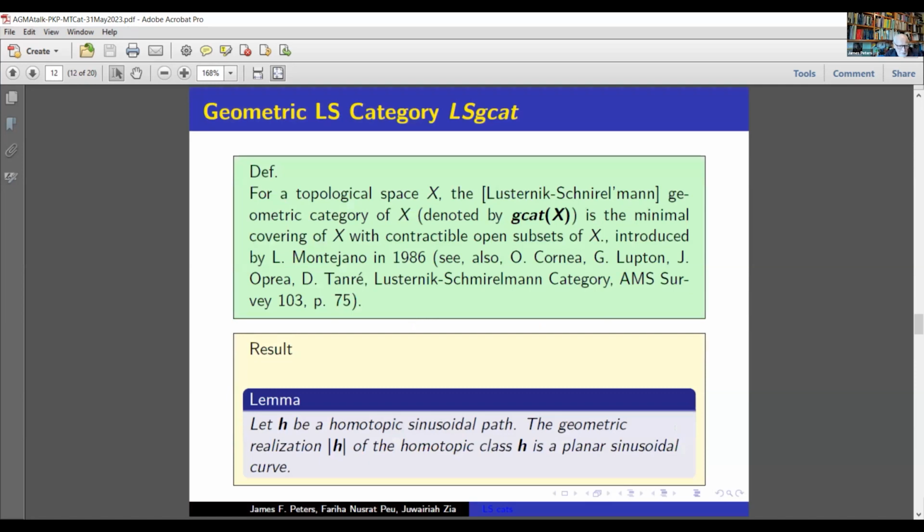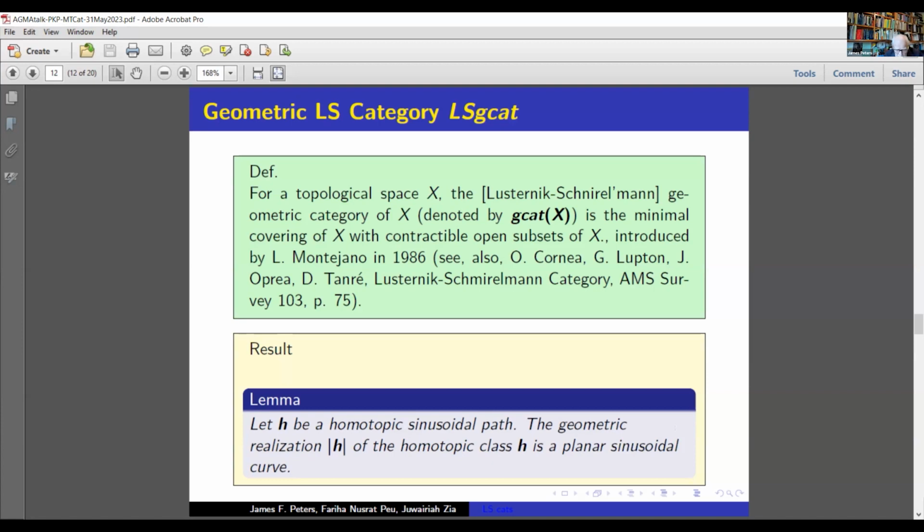Okay, then we have the notion of an LS geometric category. This is from Montejano in 1986, but only really got a lot of attention recently in an AMS monograph, I think it's 2008, from Cornelia, Lupton, Oprea, and Tanré in an AMS survey. The notion here is that the geometric category of a space X is the minimal covering of X with contractible open sets of X.